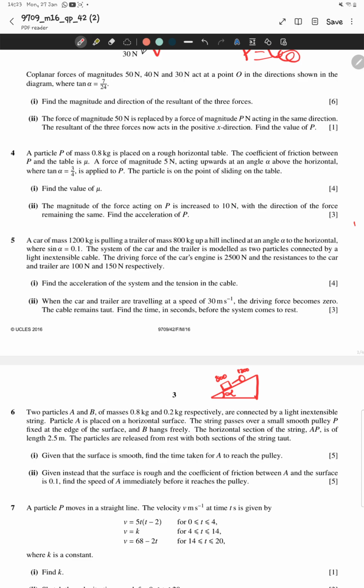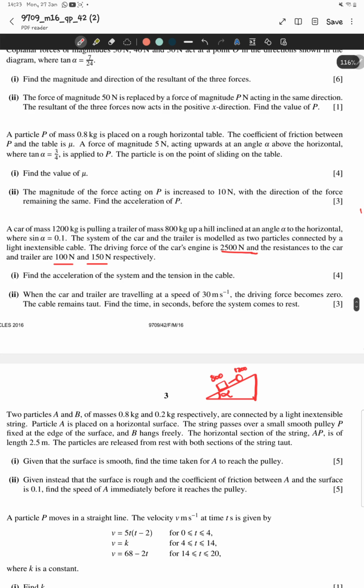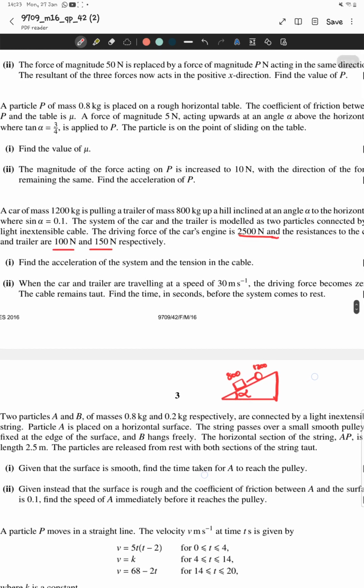The system of the car and the trailer is modeled as two particles connected by a light, inextensible cable. The driving force of the car's engine is 2,500, and the resistances to the car and trailer are 100 newtons and 150 newtons, respectively. Find the acceleration of the system and the tension in the cable. Okay, so we just have to make two different equations and solve them simultaneously.